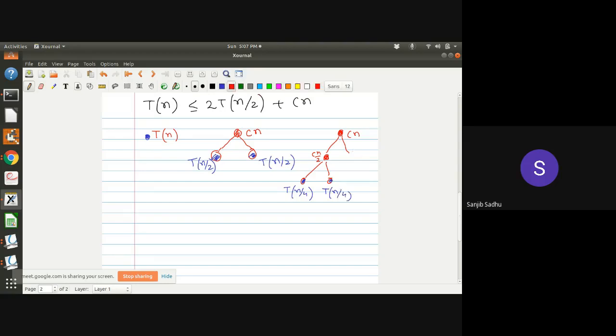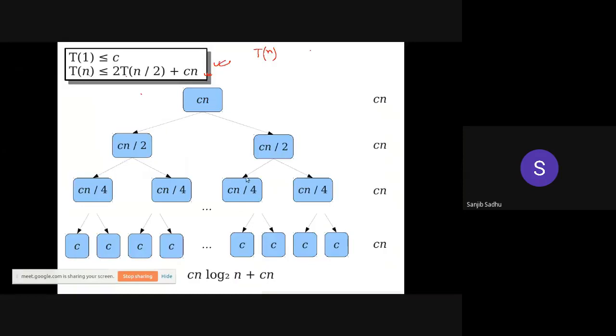Similarly, in this case, this is Tn by 2. This also can be replaced by Cn by 2, and these two have the cost Tn upon 4. Similarly, it also has Tn upon 4. So if you go on expanding like this, then these will form a shape of a tree. Shape of a tree. And how does it look? So it looks like this.